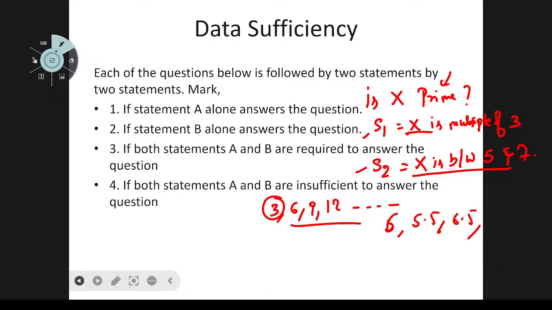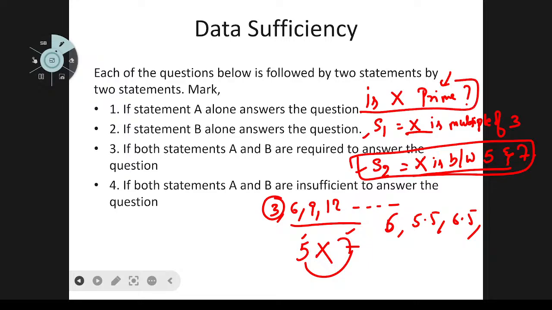One thing which I definitely know is that between 5 and 7, there is no prime number. Yes or no? 5 is prime, 7 is prime, but between 5 and 7, there is no prime number. So by using statement 2, I actually know that x is not prime.